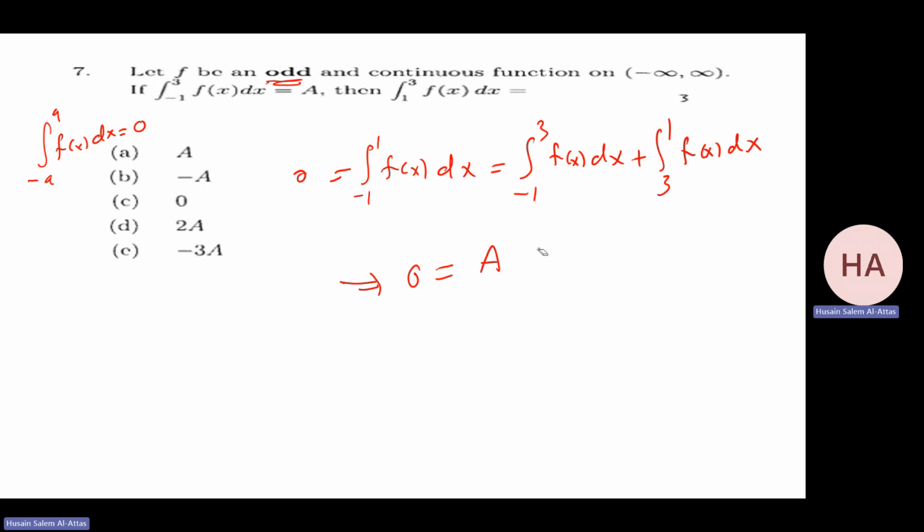This is not the same. I need to make it a minus the integral from 1 to 3 of f of x, because instead of 3 to 1, I make it 1 to 3. So the integral from 1 to 3 of f of x dx will be what? Will be a. So this is the answer.